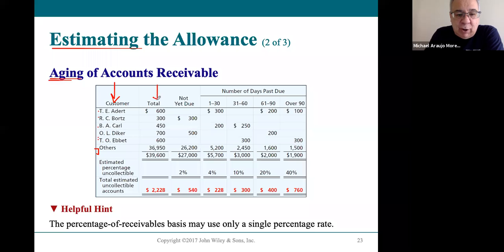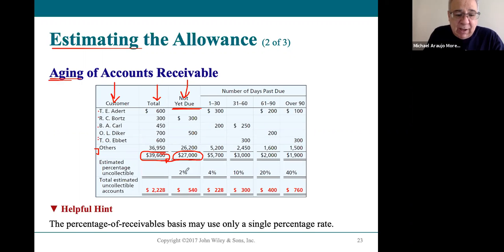The next column shows how much the receivable is for each customer. For this company, they have a total of $39,600 of accounts receivable. Pretty good. Now remember, accounts receivable, selling something on account. You usually give the customer about 30 days to pay. So there's a whole bunch of that that's not due yet. In other words, the 30 days to pay hasn't come due. So as you see, that affects most of them. So 27,000 of the 39,600, the due date hasn't happened yet.